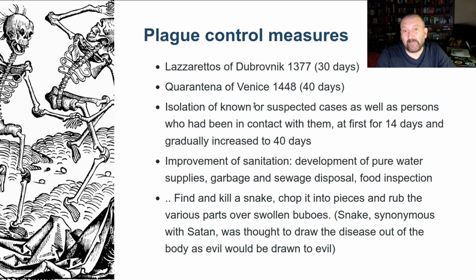So if they had people that they knew or suspected had been in contact with cases, they isolated them for 14 days, and then they progressively increased this to 40 days. Plague also led to the improvement of sanitation. They didn't really understand what was happening, but they realized that having better water supply, disposing of garbage and sewage in a proper way, inspecting food was improving the situation. And so the Black Death and the few plagues that followed led to this type of advances.